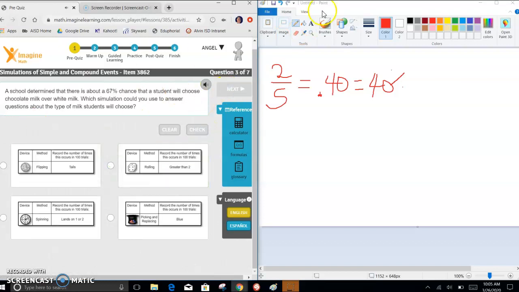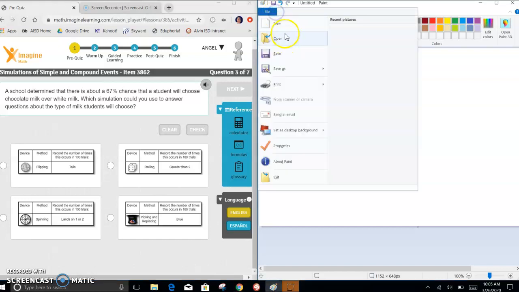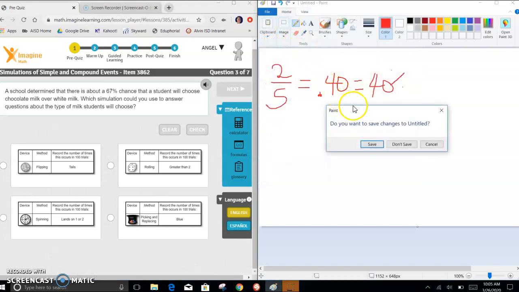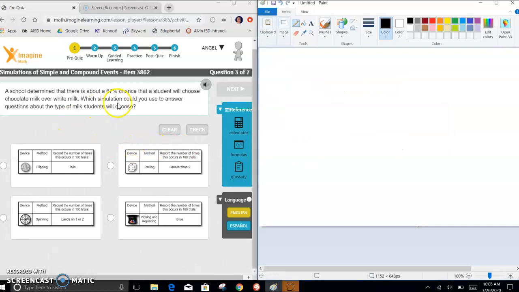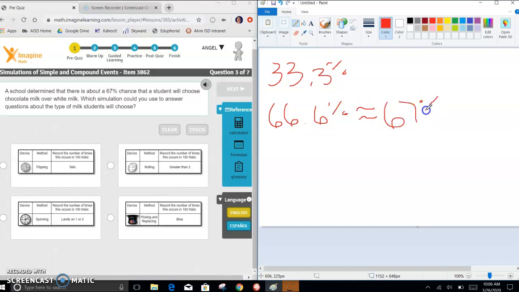A school determined that there's about a 67% chance that a student will choose chocolate milk over white milk. Which simulation could you use to answer questions about the type of milk students will choose? So 67%, if I'm familiar with my benchmark fractions, I know that there's 33.3%, and then I know that there's 66.6%. This is approximately equal to 67%.